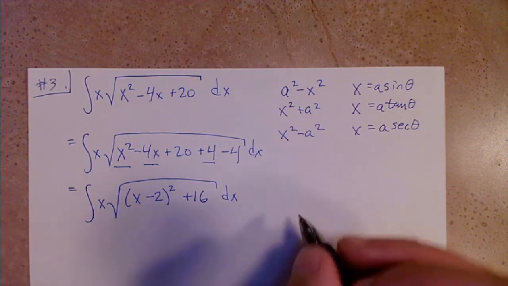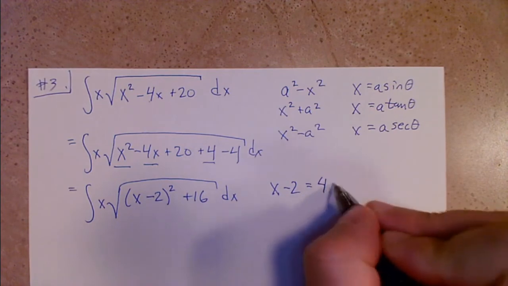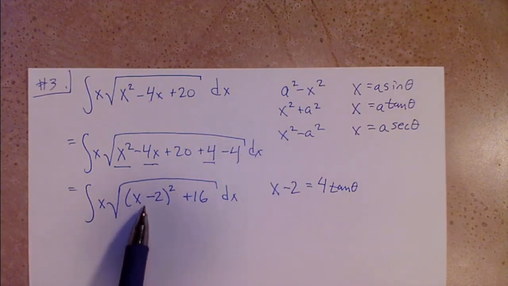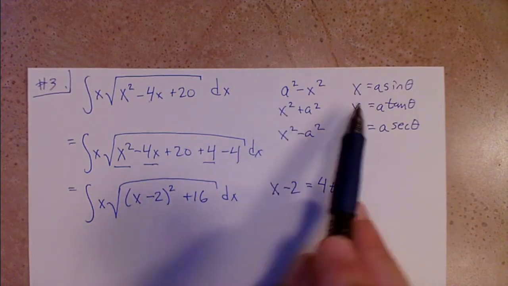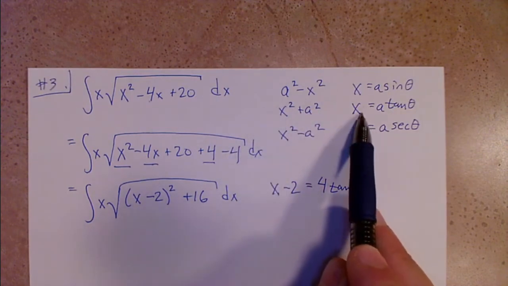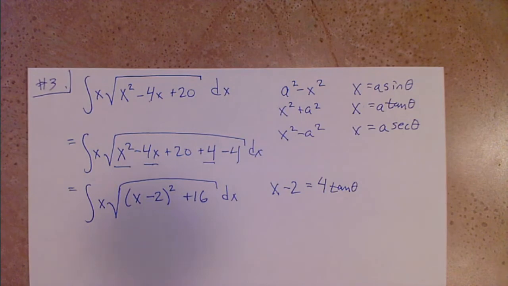So what I'm going to do is I'm going to call x minus 2 equal to 4 tangent theta. I chose to do this problem because it's not just an x squared right here, it's a variable thing squared. So if it's x squared plus a squared, whatever that thing being squared is your substitution, like so. Now I'm going to go ahead and just substitute all that in there.